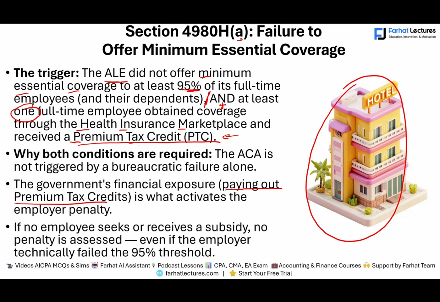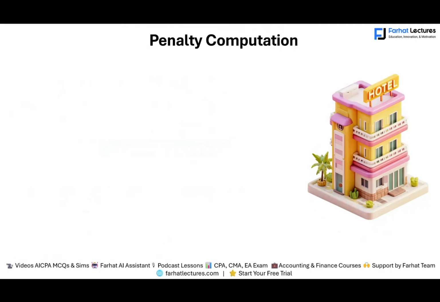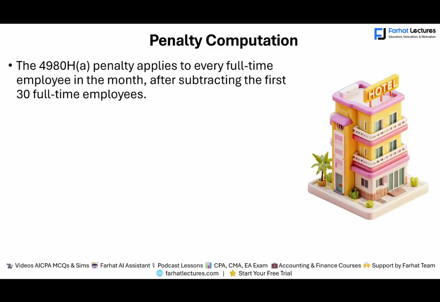Keep in mind, once again, if no employee seeks or receives a subsidy, no penalty is assessed, even if the employer technically failed the 95% threshold, even if the employer has no coverage for that matter. Now, how do we compute the penalty? The penalty here is stiff. The penalty applies to every full-time employee in the month after subtracting the first 30 full-time employees. Remember, I said out of 1,000, only one employee went to the health market.